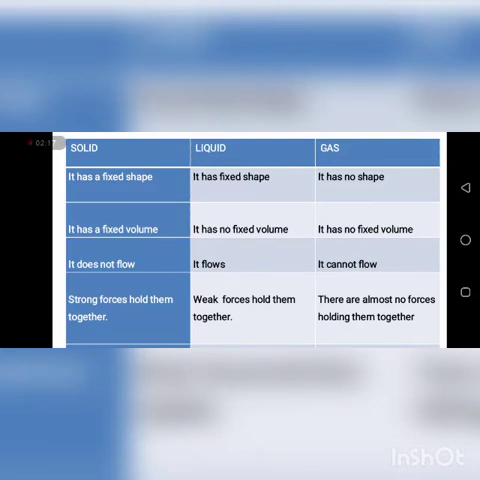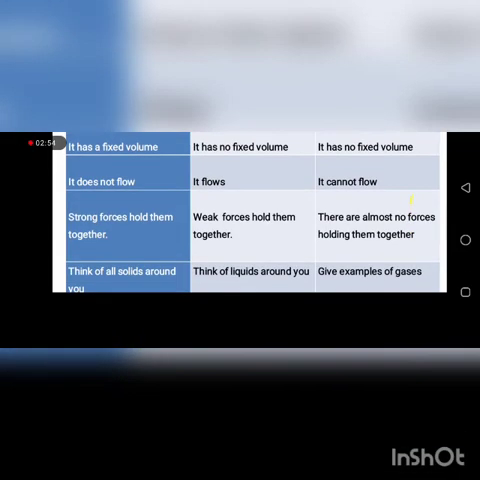So we talk about the forces that hold them together. In terms of solid, strong forces hold them together. That is why they cannot flow, and that is why they cannot move from one point to another, because the forces holding the solid together are very strong. In terms of liquid, weak forces hold the liquid molecules together. That's why liquid can flow. For the gas, there are almost no forces holding them together. So there are no intermolecular forces holding the gas molecules together.